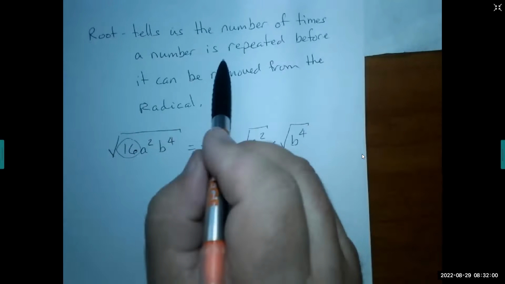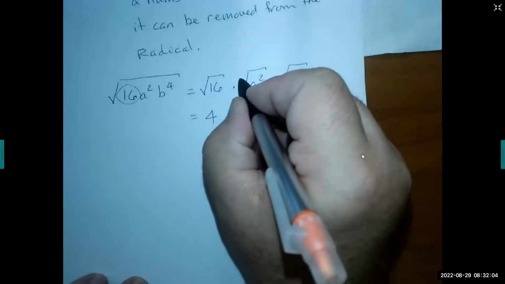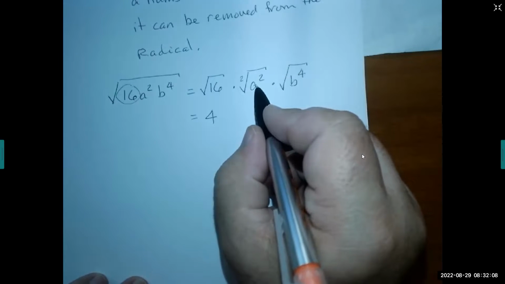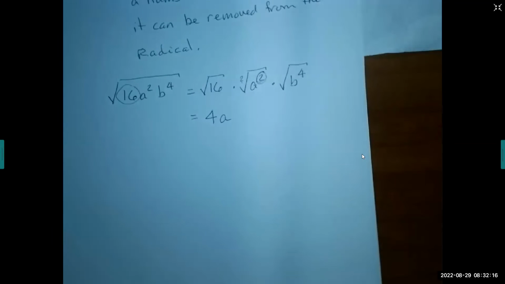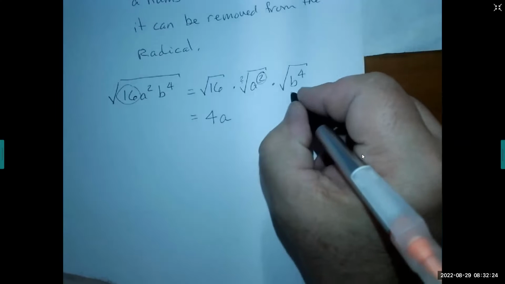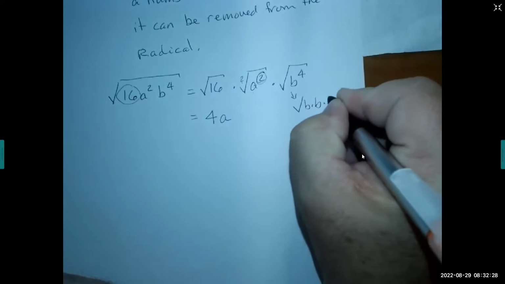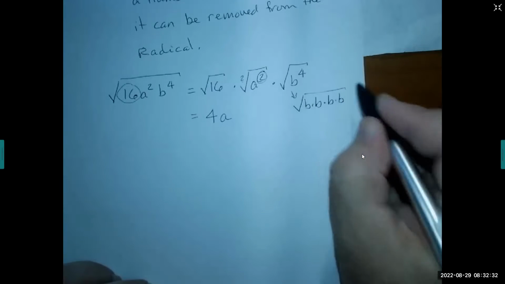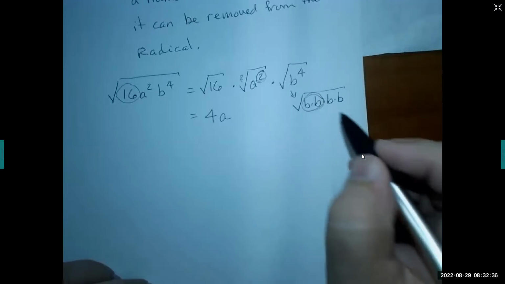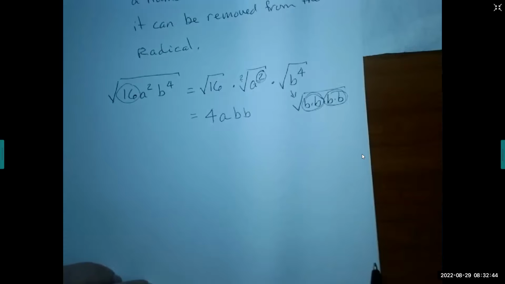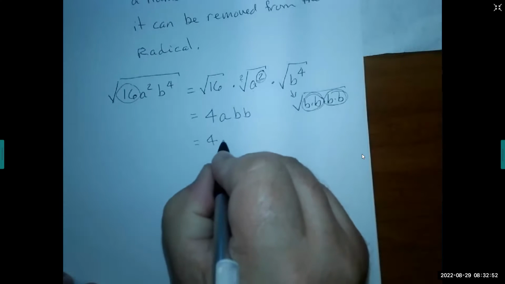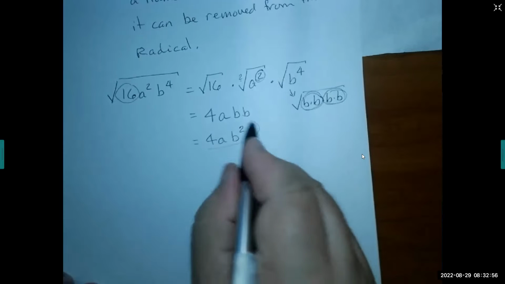Remember, the root tells us the number of times a number is repeated before it can be pulled out. So how many 2's do we got? We got 2 of them. Since we have 2 of them, that A can come out. And this one, we have B times B times B times B. Here's two of a kind. So that's a B. Here's two more of a kind. Because what I'm looking for are pairs of numbers. And there's your final answer.